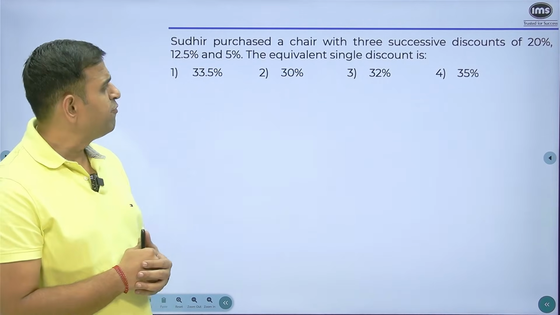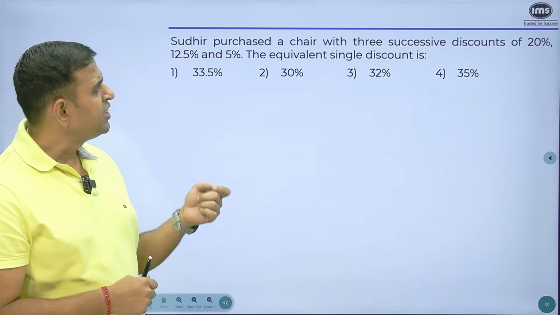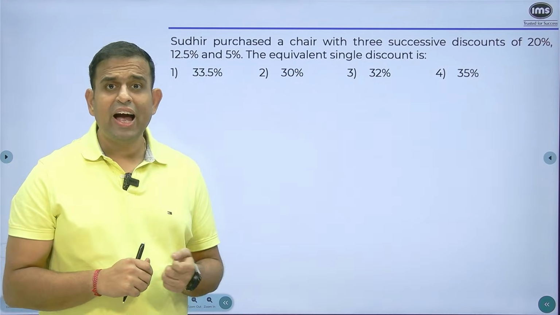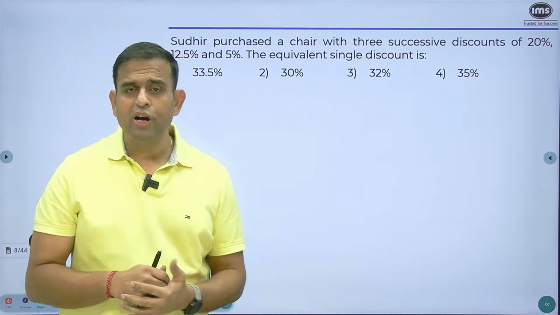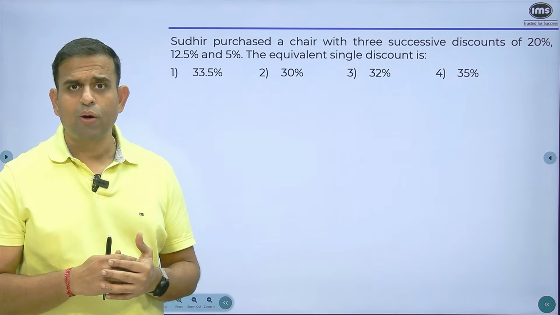Let's read the straightforward problem. They purchased a chair with three successive discounts of 20%, 12.5% and 5%. The equivalent single discount is going to be how much? So in this particular case, understand it's a straightforward problem.